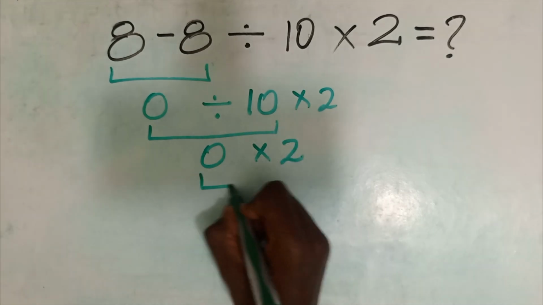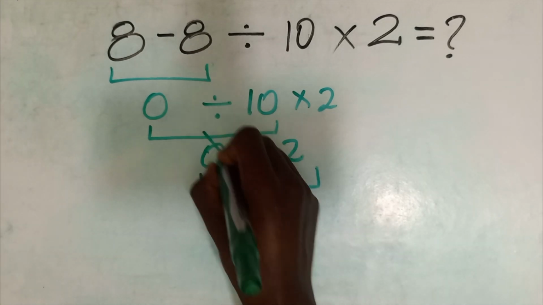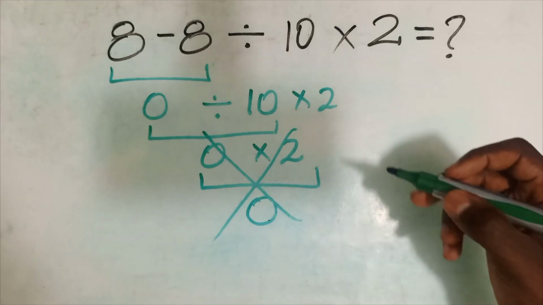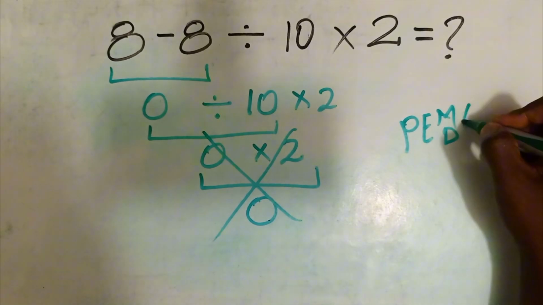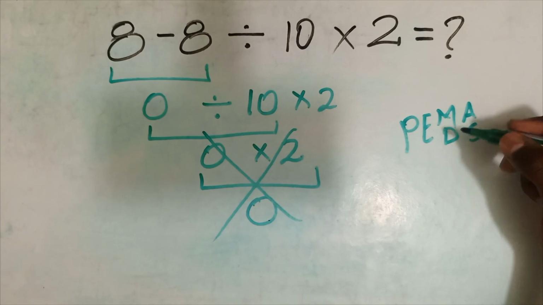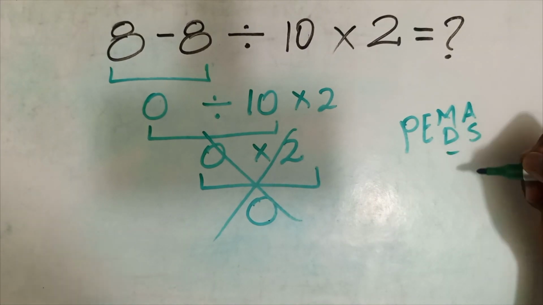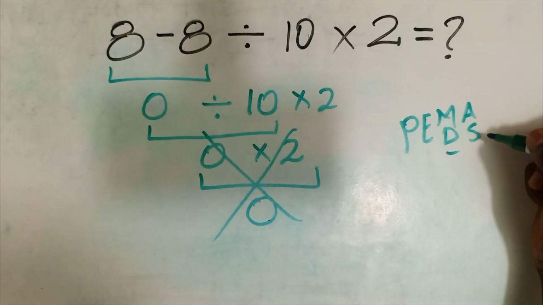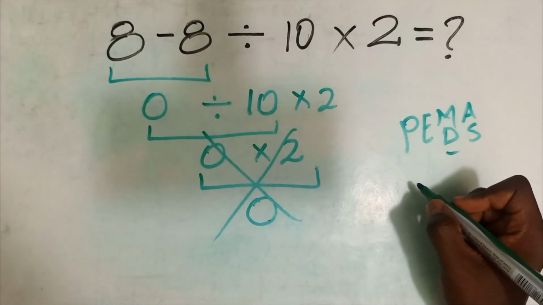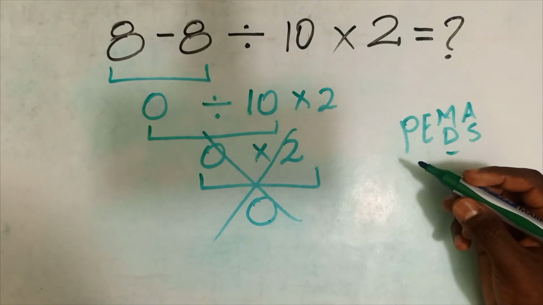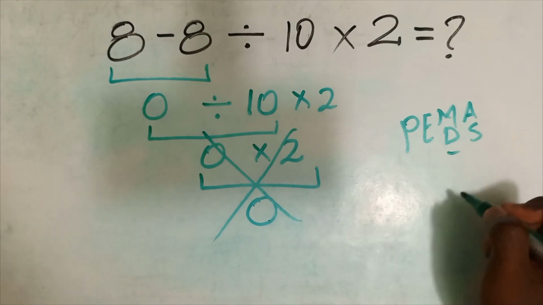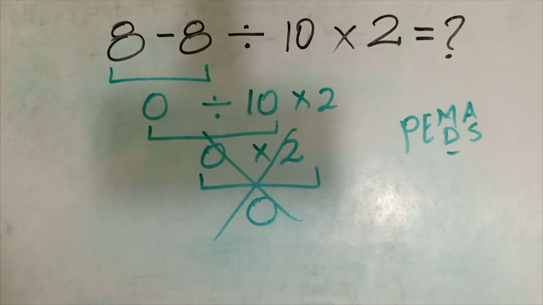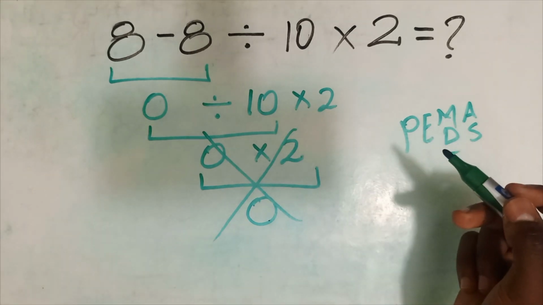But this answer is not correct, because according to the order of operations, which is PEMDAS, P stands for parentheses, E stands for exponents, M and D stand for multiplication and division, and A and S stand for addition and subtraction. First, we have to do parentheses, then exponents, then multiplication or division, and then finally addition or subtraction. Remember that multiplication and division have equal priority and we have to go from left to right. And the same applies to addition and subtraction.